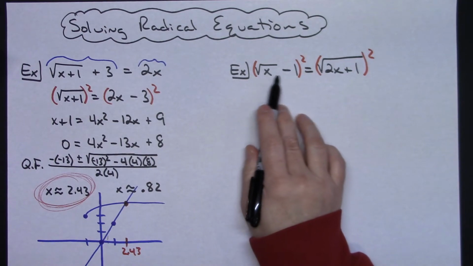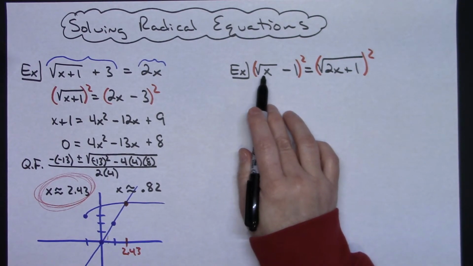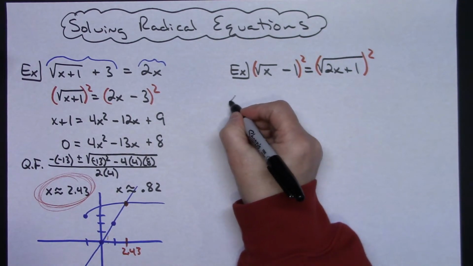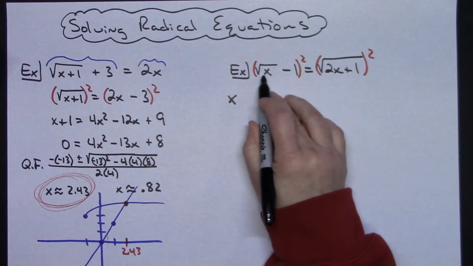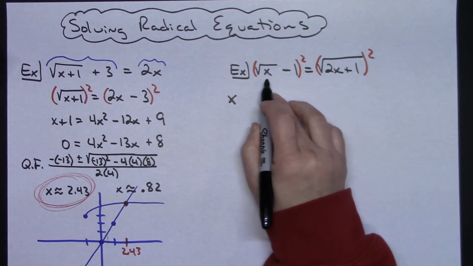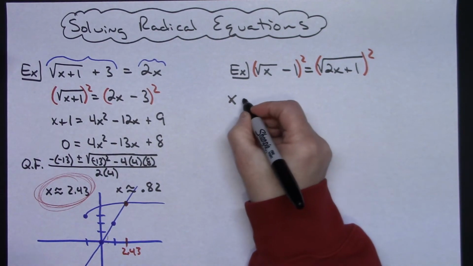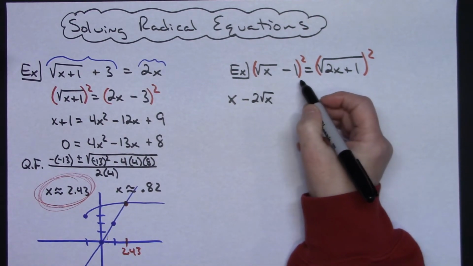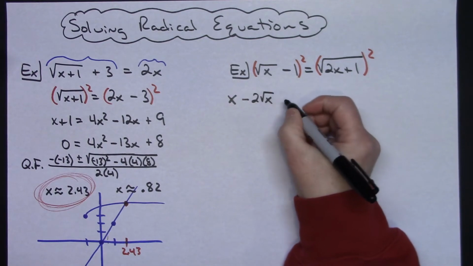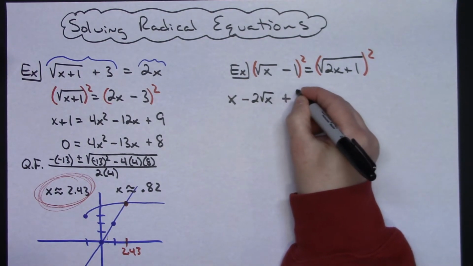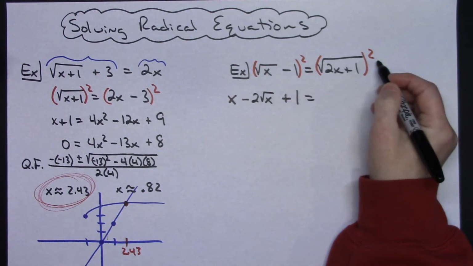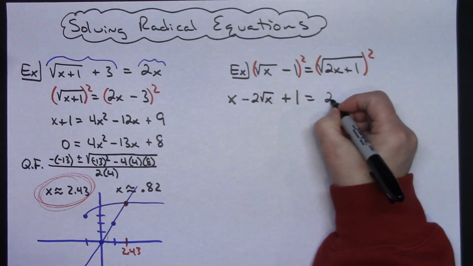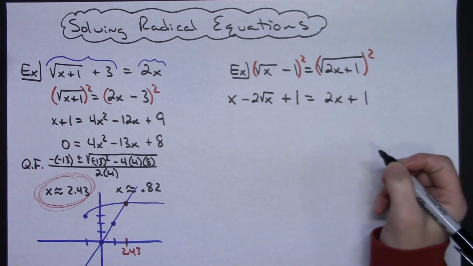Alright, so we're going to have to FOIL this out. So if I square the square root of x, I'm going to have an x. Alright, inside terms would be a negative square root of x, and then another negative square root of x. So that's going to give me a minus 2 square root of x. Alright, and then squaring a negative 1 is going to give me a positive 1. Alright, and squaring this radical on the right hand side, they're inverse operations. It's just going to make that radical go away. So 2x and then plus 1.